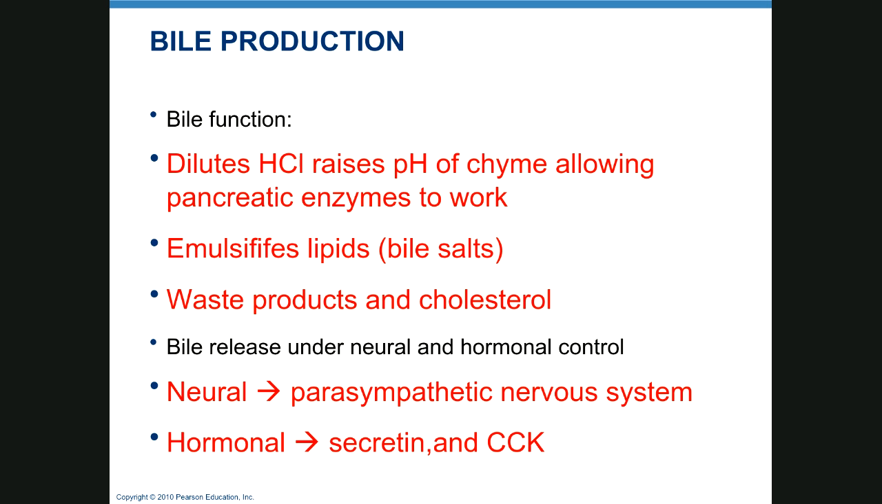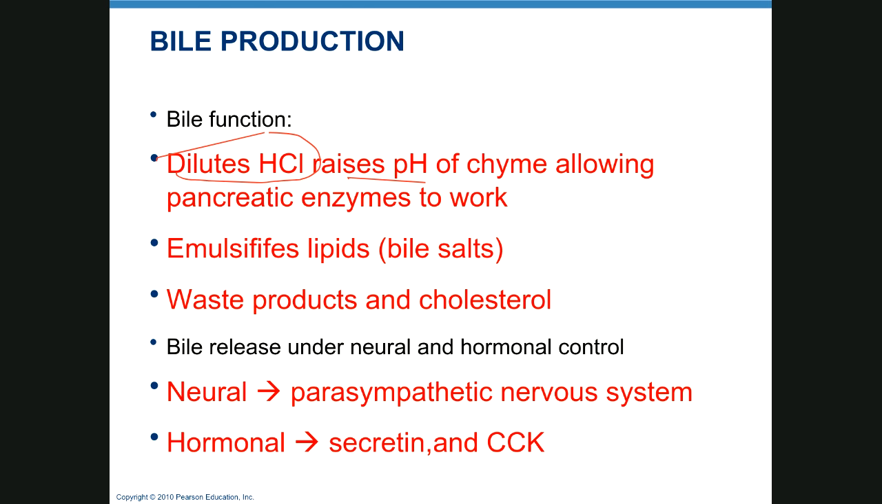The function of bile. Bile is alkaline. So remember that the acidic chyme comes from the stomach into the duodenum, and the duodenum is not made to withstand acidity. So that acidity has to immediately be buffered, and that's part of the job of bile. Bile is going to dilute hydrochloric acid and raise its pH, and that's going to create a better environment for digestive enzymes to work.